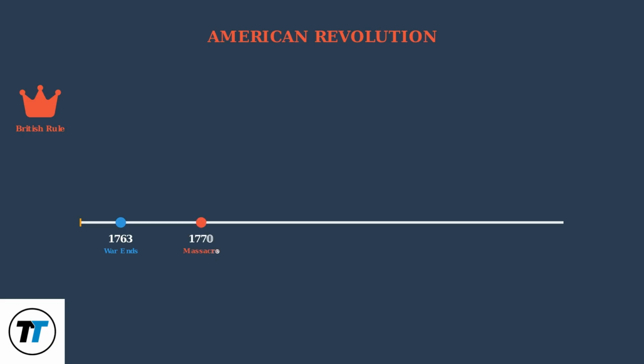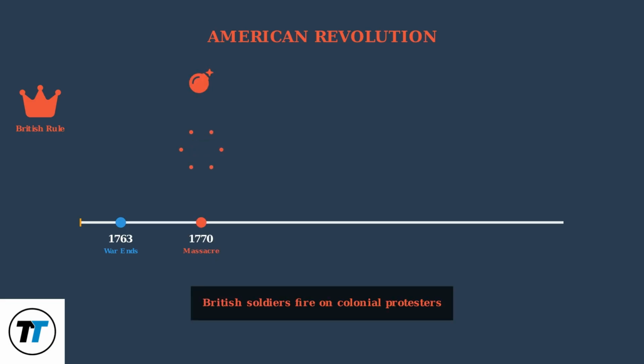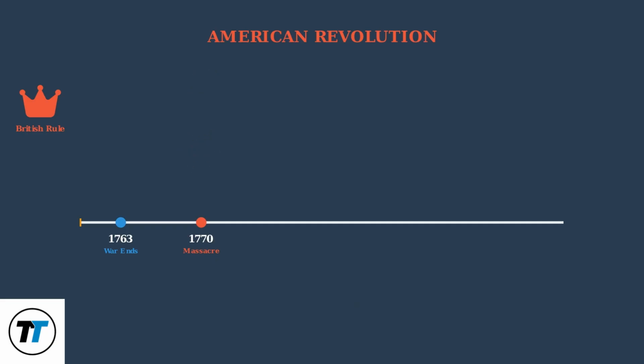On March 5, 1770, tensions between British soldiers and Boston colonists reach a breaking point. What starts as taunting and snowball throwing escalates when nervous British soldiers fire into a crowd, killing 5 colonists, including Crispus Attucks. This event becomes known as the Boston Massacre and fuels anti-British sentiment throughout the colonies.